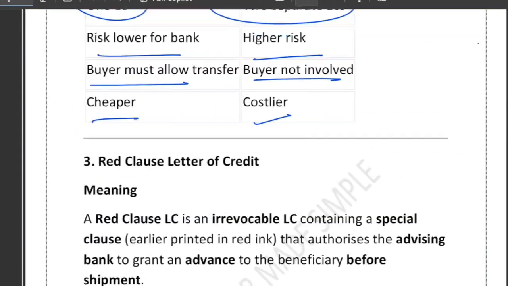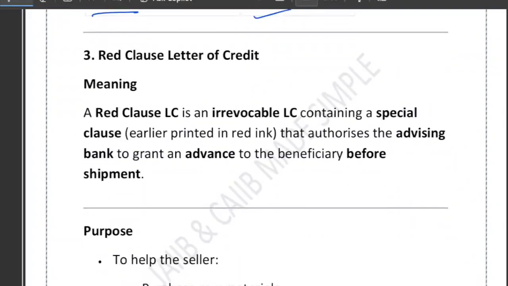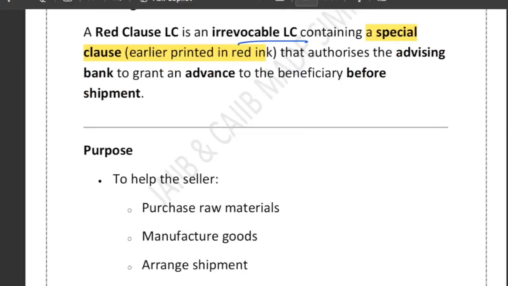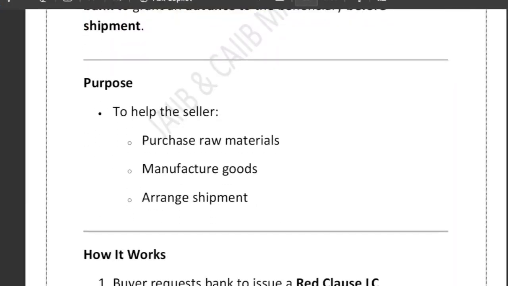Please remember, what is the red clause letter of credit? A red clause LC is also an irrevocable LC, and it allows the bank to give an advance to the exporter before the shipment. Earlier, this special clause was written in red ink, hence the name red clause letter of credit, which means the bank provides a pre-shipment advance to the exporter. The purpose is very simple: to help the seller or exporter buy raw material, manufacture goods and arrange shipment.